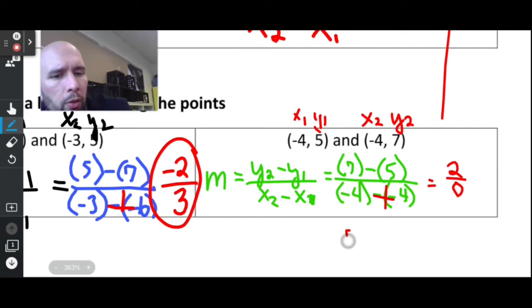And look at that. I accidentally wrote the up and down line. Up and down is undefined. This is undefined. Anything divided by 0 is undefined.